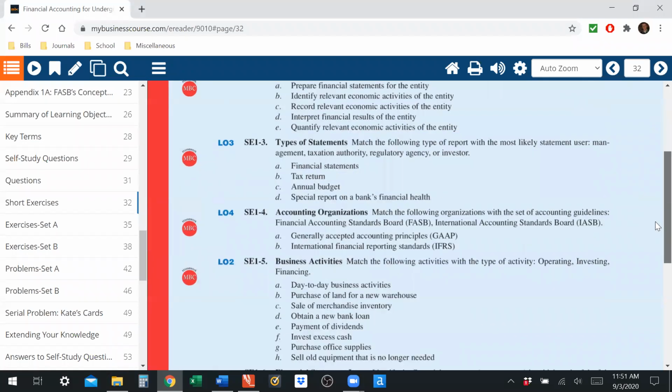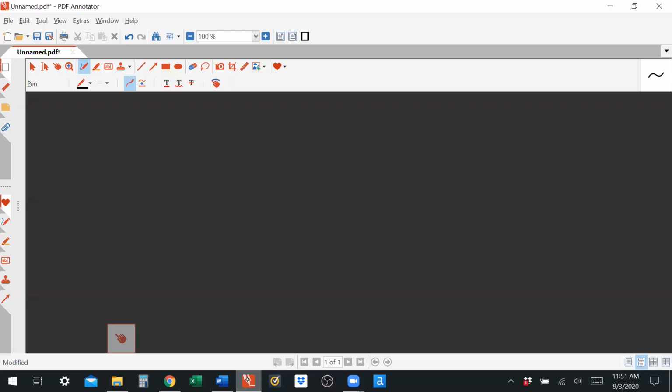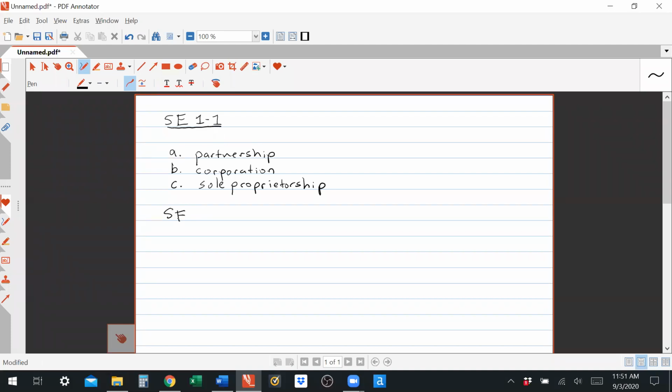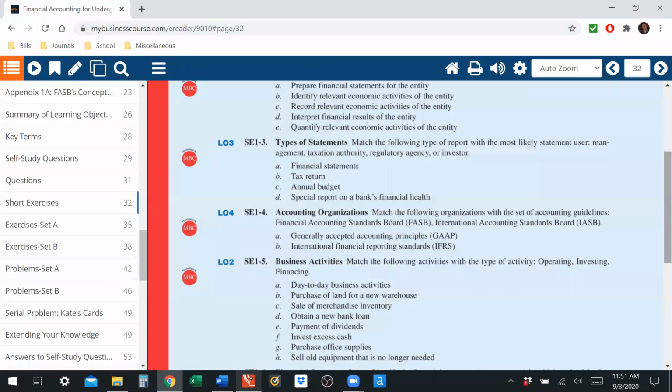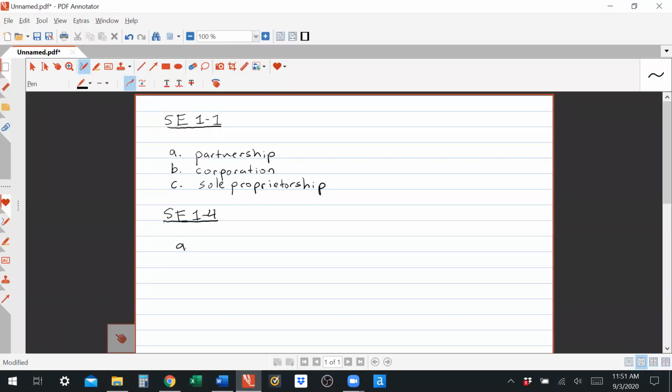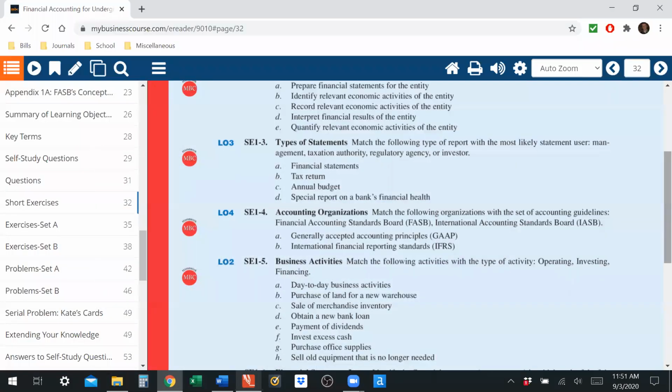All right, let's do SE14. Your TAs are going to work through some of these as well. Match the following organizations with the set of accounting guidelines. So which one of these organizations determines GAAP? Is it the FASB, the Financial Accounting Standards Board, which is headquartered in Norwalk, Connecticut? Or is it the International Accounting Standards Board, which is headquartered in London, England?